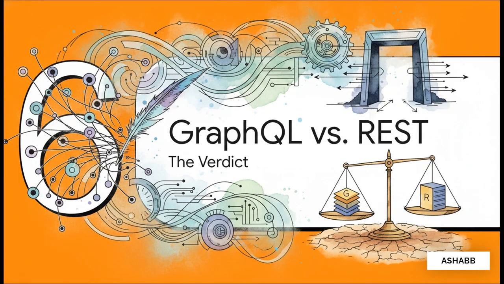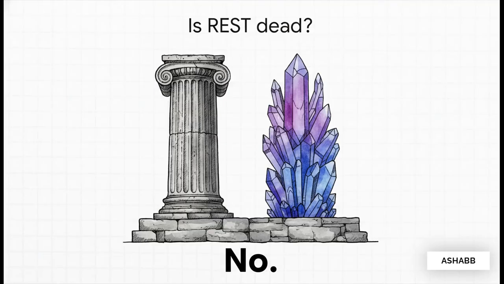So, after hearing all these amazing benefits, it's really easy to think that GraphQL is the silver bullet for everything, and that its predecessor, REST, is now completely obsolete. But the reality, as it always is, is a little more nuanced than that. So let's just ask the big question. Is REST dead? The answer is a definitive, loud and clear no. They are both incredibly powerful tools, and the key for any great engineer or product leader is knowing which tool to use for which job.